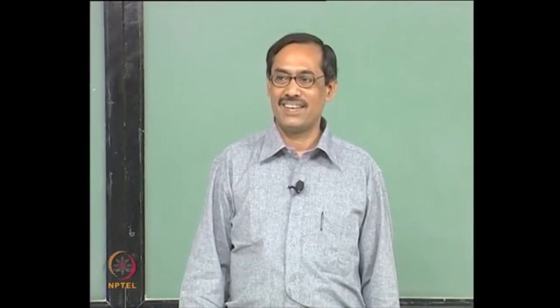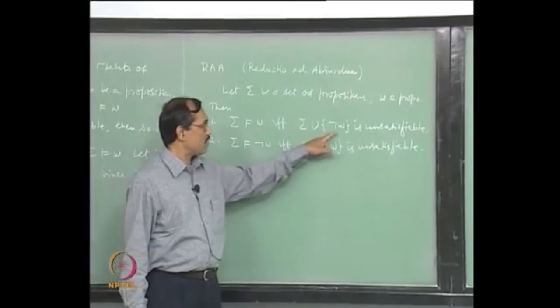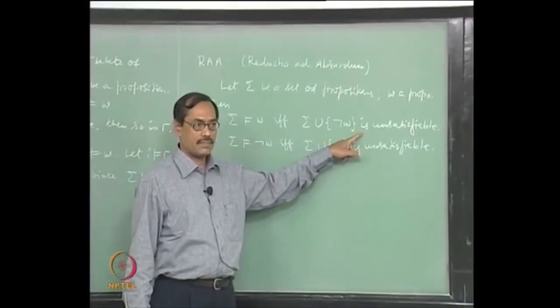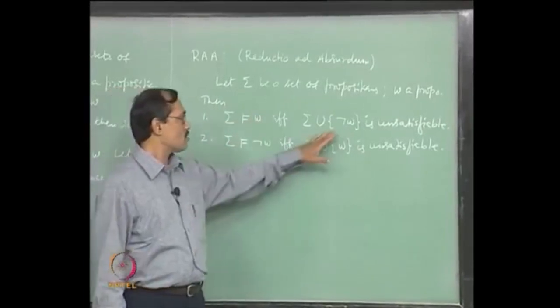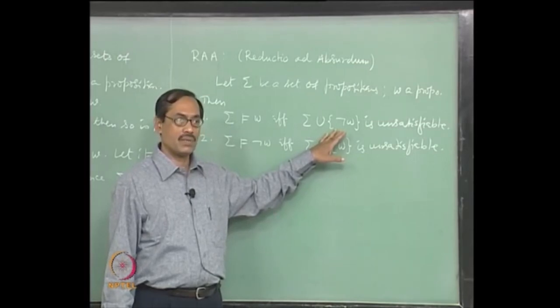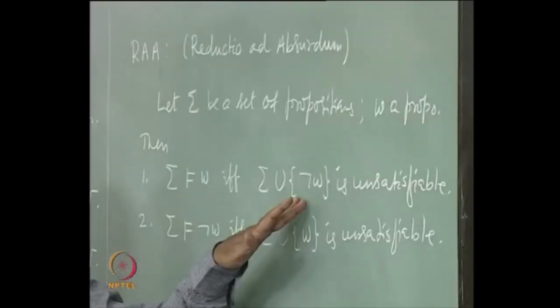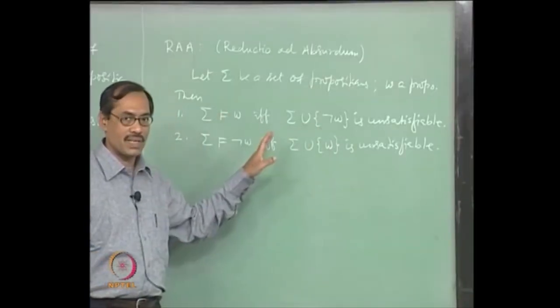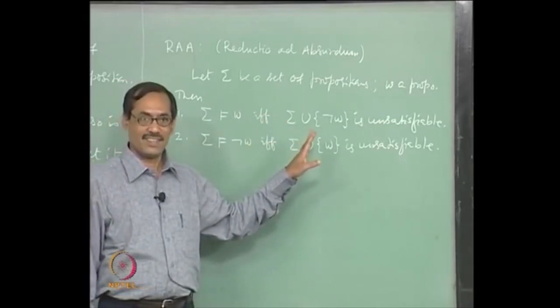Can you avoid that? You want to show if sigma entails W, then sigma union not W is unsatisfiable. So you are assuming sigma entails W. Now, how to show this is unsatisfiable? You take any interpretation I that will evaluate it to zero. It will not be a model of sigma union not W, right? That's what you want to show. Because you are starting with models, you are getting problem. Start with the interpretations, so that it is not a model, right?